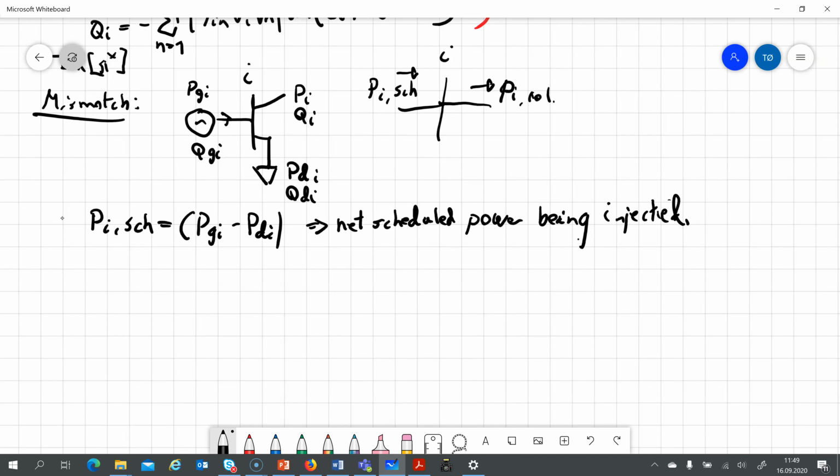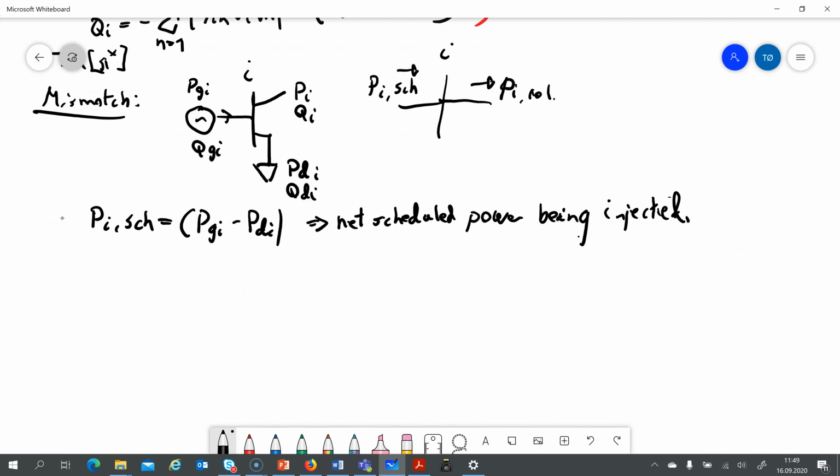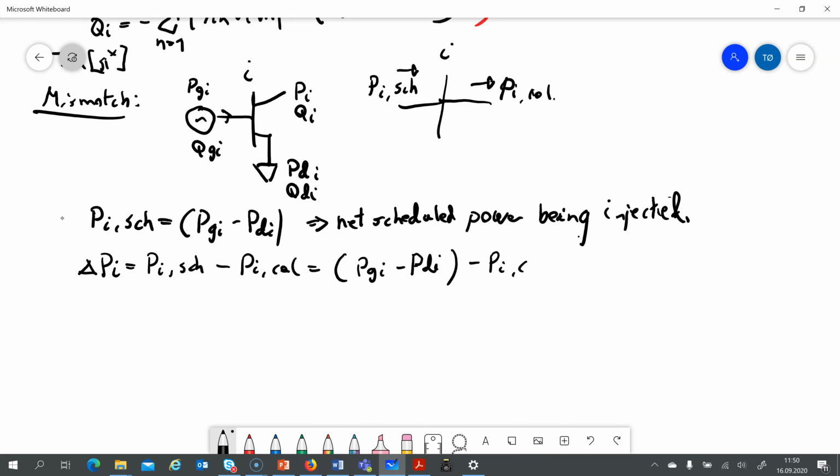So we can then define a mismatch. We can call it delta P_i on that node. It is P_i schedule minus P_i calculated. And this means P_i minus P_Di minus P_i calculated.